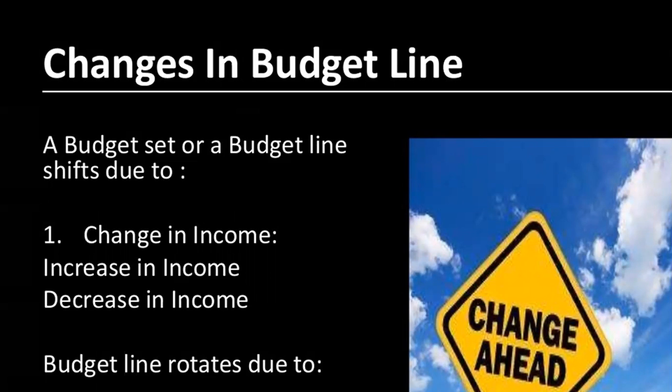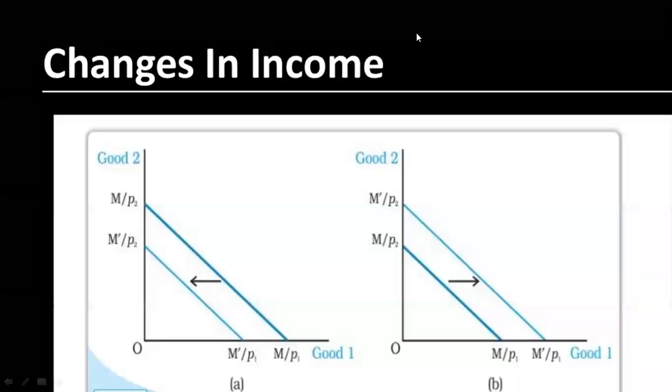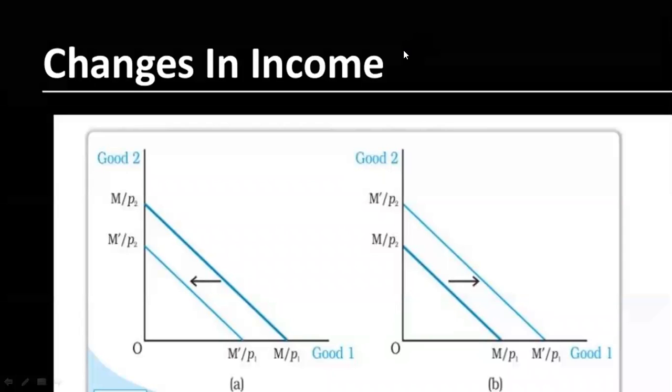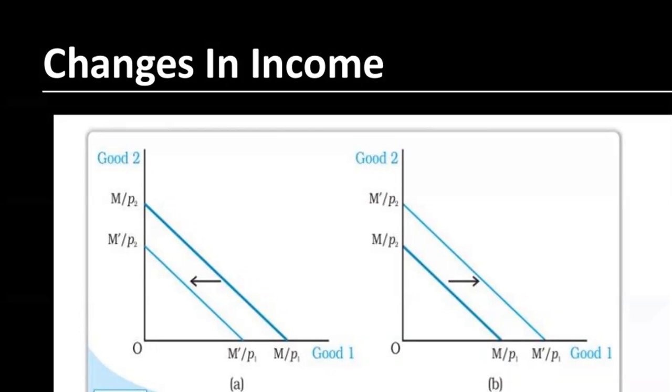Now, the budget line shifts due to a change in income, increasing or decreasing. The budget line rotates when there is a change in the price of a commodity. So the difference has been shown at that time. It is showing two different things.